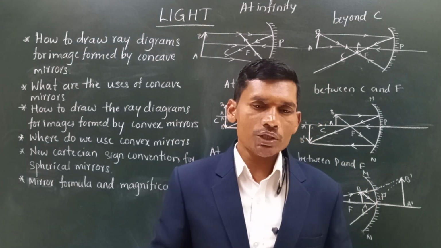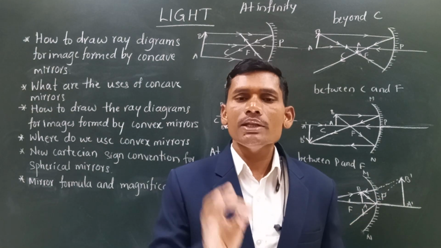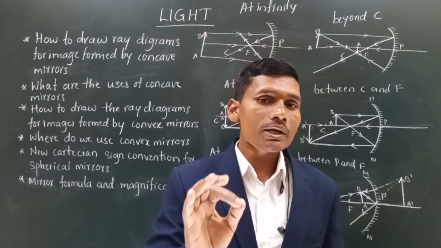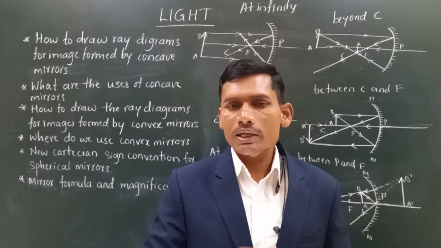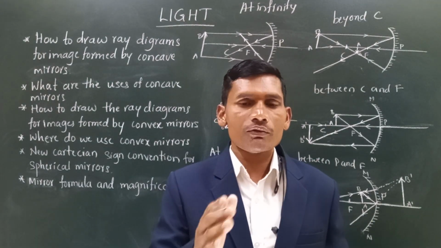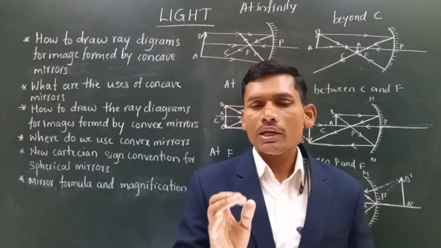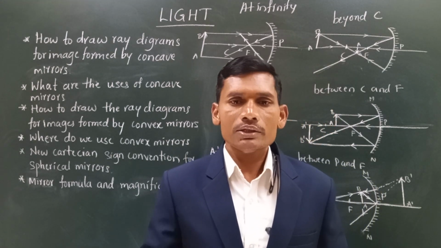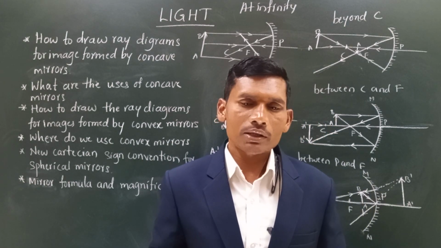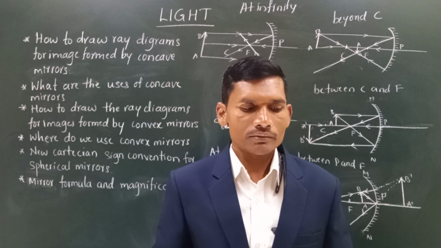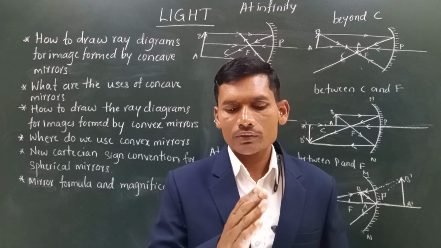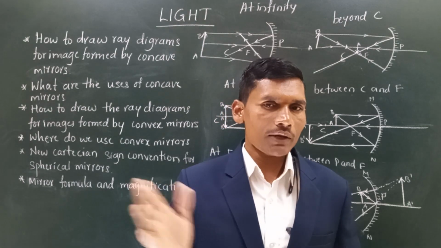Except for this position, all other positions give us real and inverted images. Only the position between P and F gives an enlarged and erect image, and that is found behind the mirror. Right? It is virtual. We get a virtual image only when the object is placed between P and F. Remember.